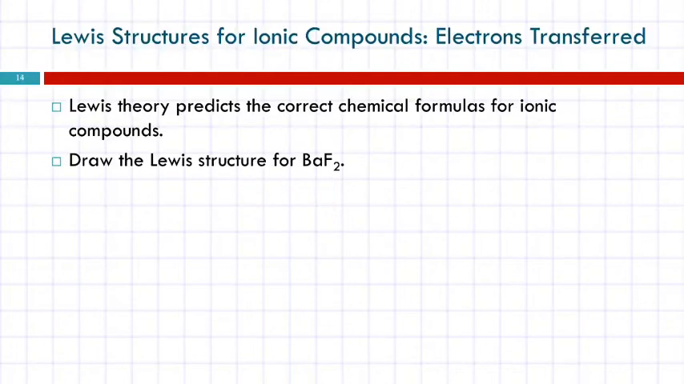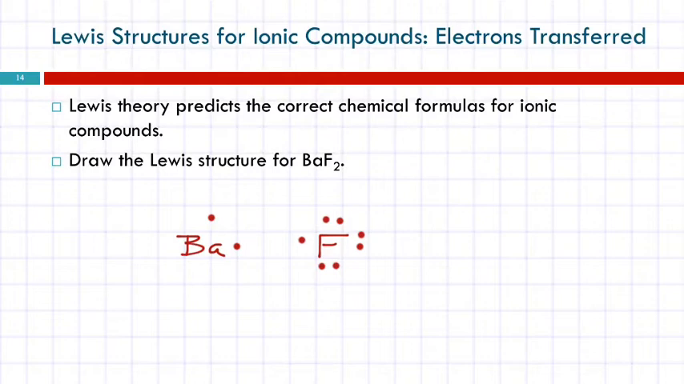Lewis theory helps us to predict correct chemical formulas. Let's look at BaF2. So barium, how many valence electrons? 2, group 2. And the other element is fluorine. How many? 7. So these guys are going to try to work together so that everybody gets 8 valence electrons.